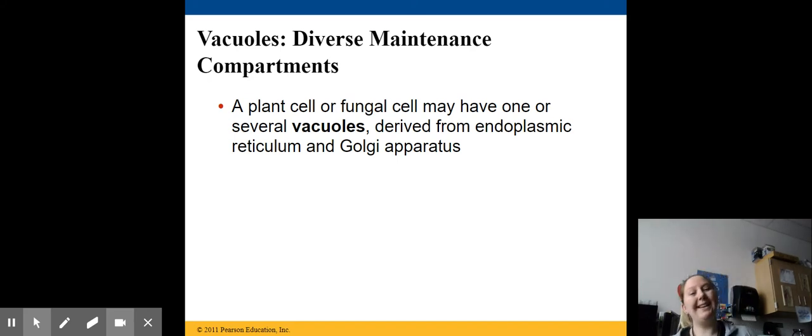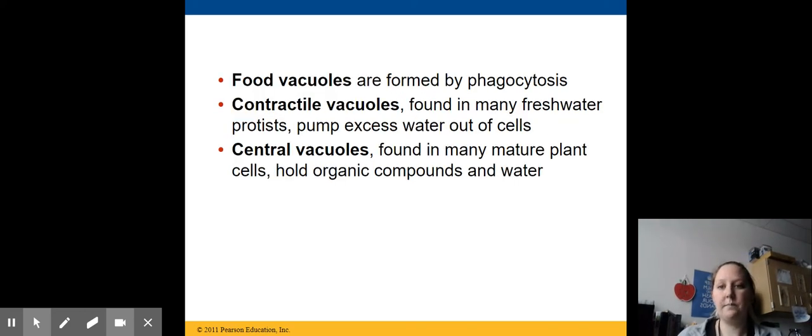Vacuoles are in all cell types, but look very different depending on the type of cell that you're looking at. Plant cells or fungal cells may have one large or several medium-sized vacuoles that are derived from the endoplasmic reticulum and the Golgi apparatus. They come in three main different types.